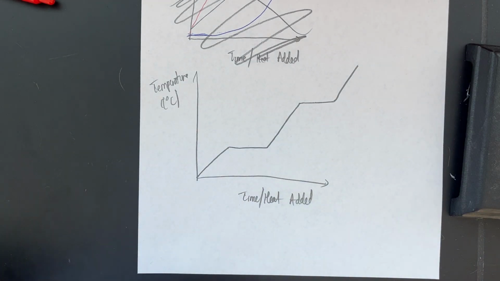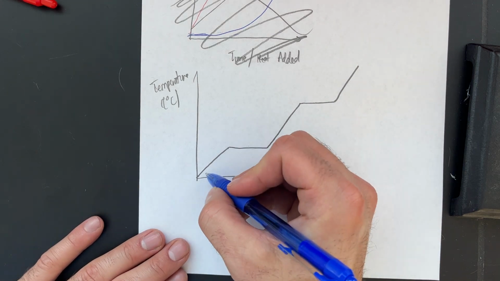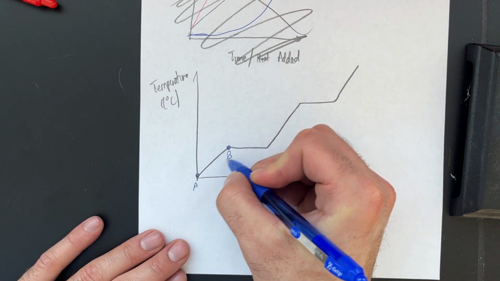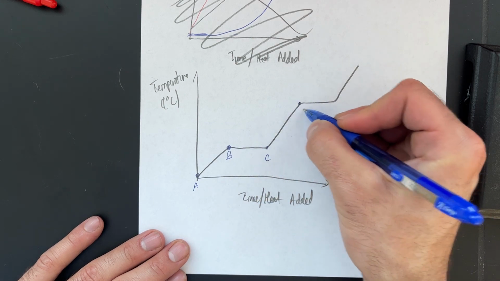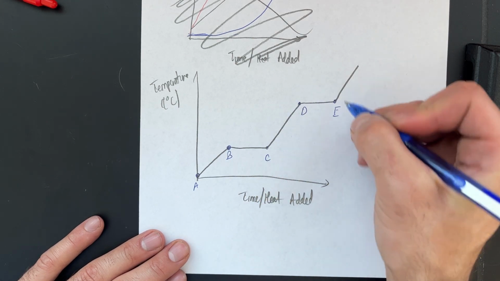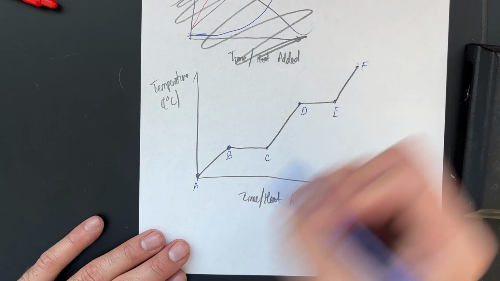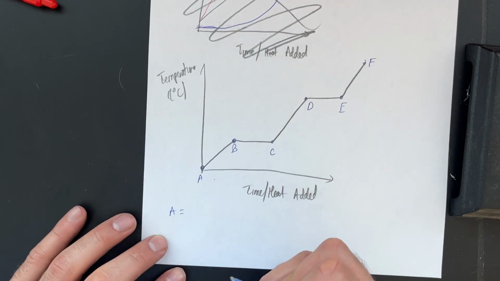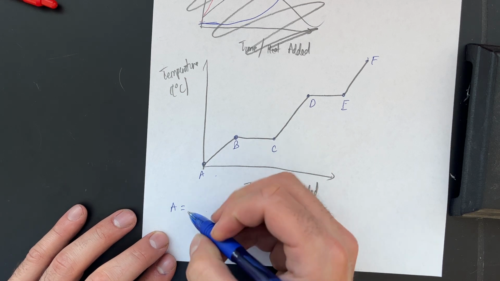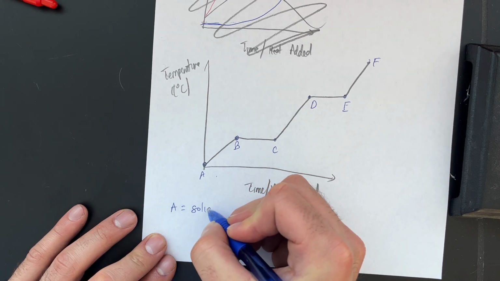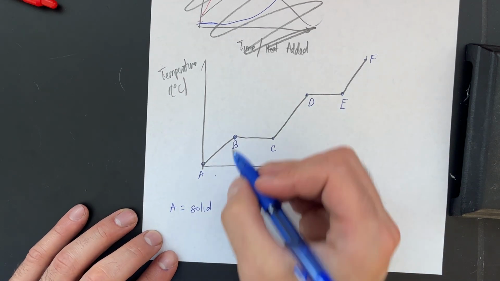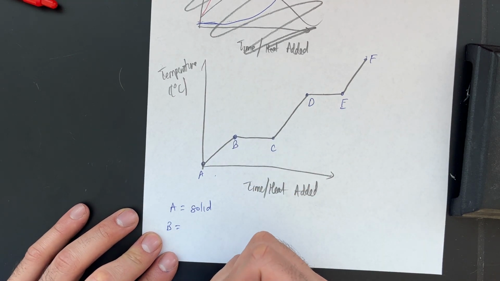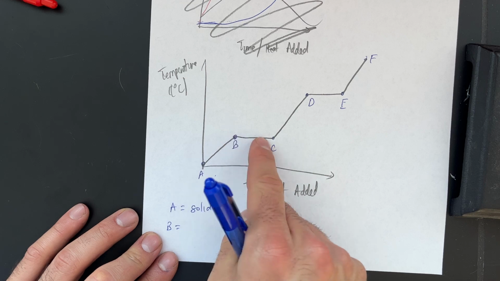There are a couple of points of note. We can think of them as A, B, C, D, E, and then F. At A, it's the lowest temperature, and so that's a solid. It's ice. What happens at B is we start to go through a phase change, where we go from a solid to a liquid.